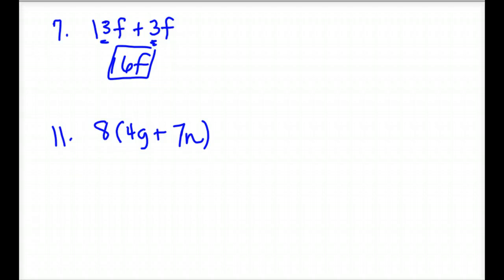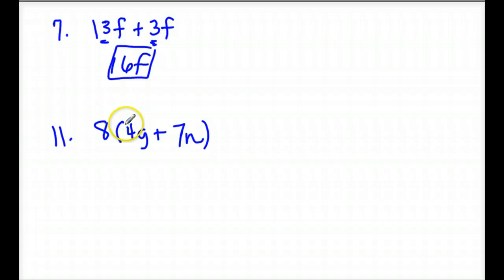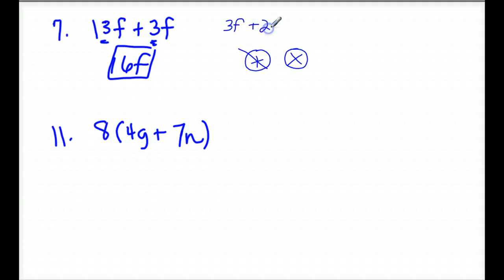Okay, so for number 11, I'm going to go ahead and skip to number 11 because 8, 9, and 10 are pretty straightforward. But for number 11, we do use the distributive property. So remember, we said in our notables last week that you can't add unlike terms, but you can multiply them. We couldn't add, let's say, 3f plus 2x.